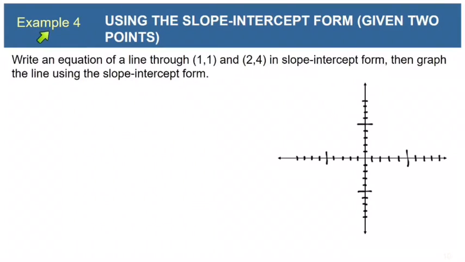Now here is example 4. It says write an equation of a line through (1, 1) and (2, 4) in slope-intercept form and graph the line using the slope-intercept form.